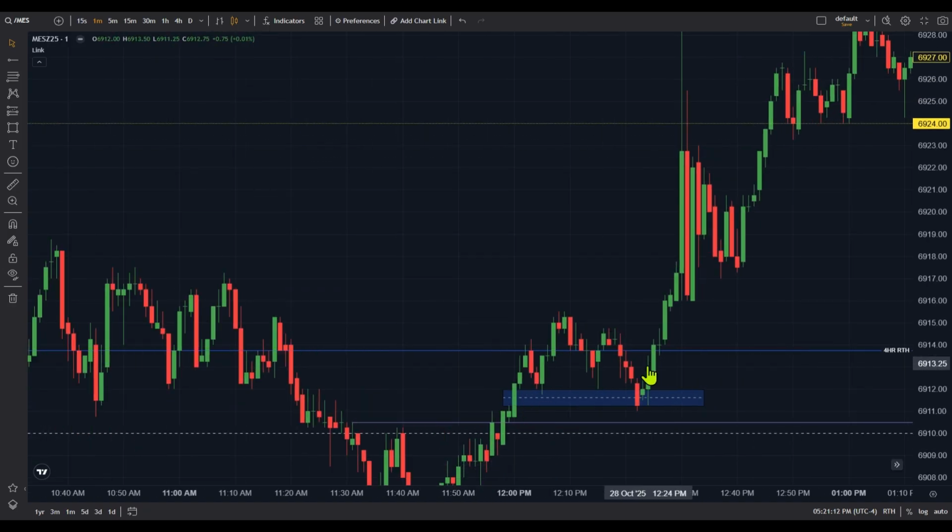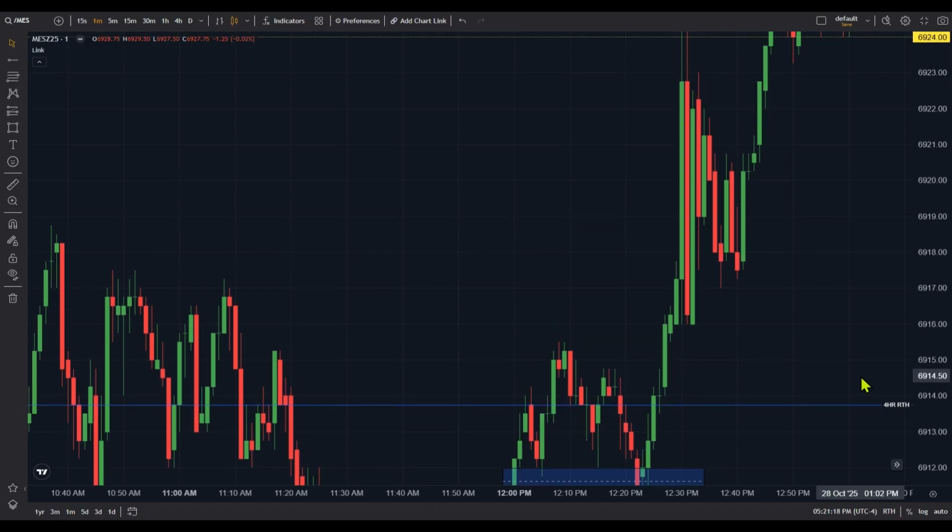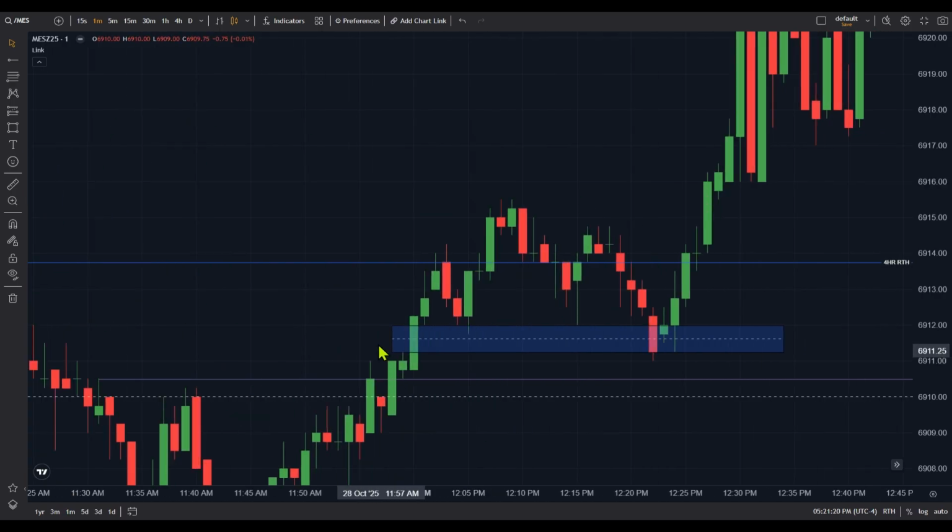And we came back down to it. We touched it there, almost there. My entry would have been one tick above. Well, no, I think I'd already gotten pissed off and left town by this. I got out of here. But one tick above this candle right here, the one tick above the low.